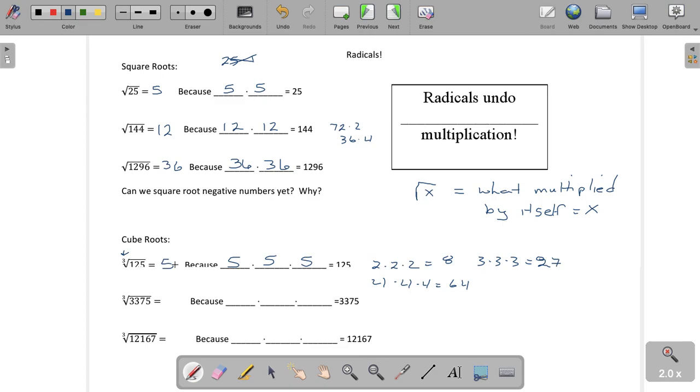Okay, 3375. What times what equals 3375? Well, that turns out that one is 15 times 15 times 15. So the cube root of 3375 is 15.